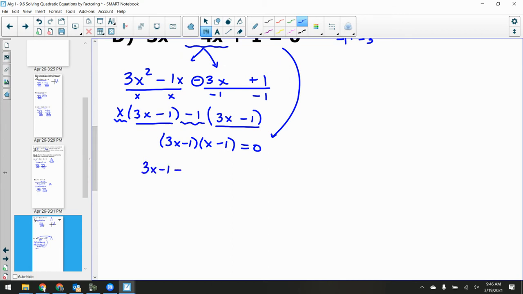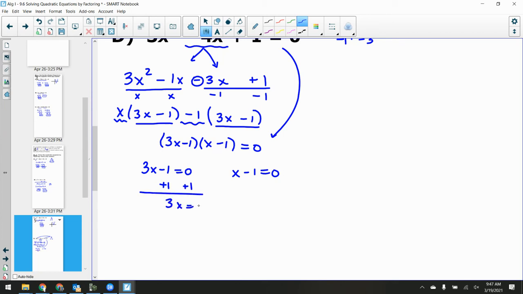So I say 3x minus 1 equals 0, and then an x minus 1 equals 0. The end process is the same. You still set them equal to 0. Remember all those trinomials we factored in chapter 8, all those 3 terms? What we're going to do now is take it a step further and set each of those factors equal to 0, and solve that little mini equation that we're given.